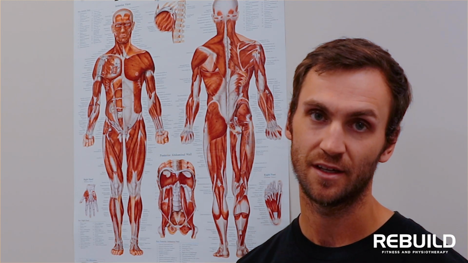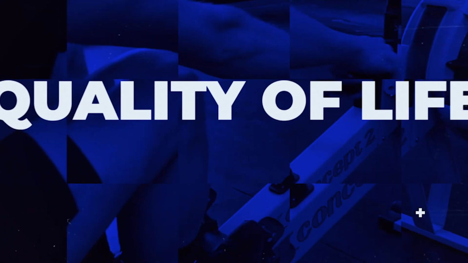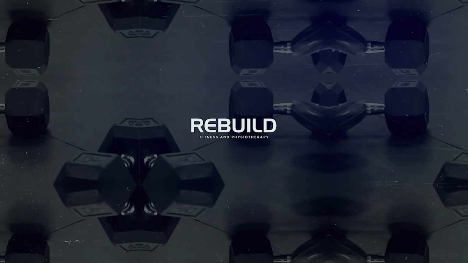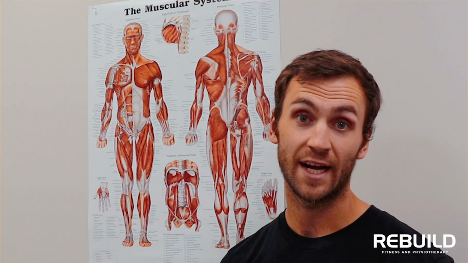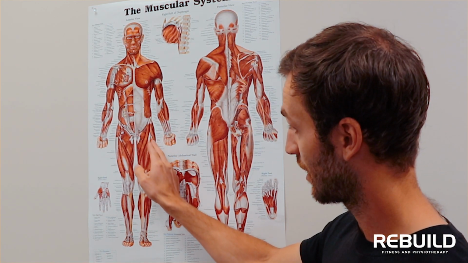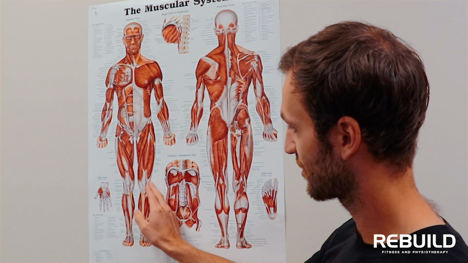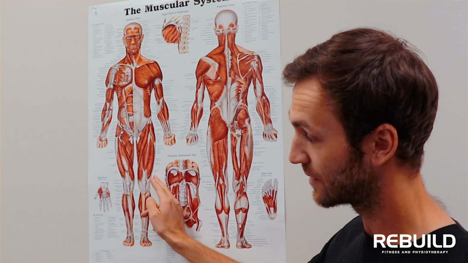Common injury I see, IT band syndrome. IT band syndrome is the tightening of a band of tissue that runs down your outer thigh called your iliotibial tract, or your IT band.